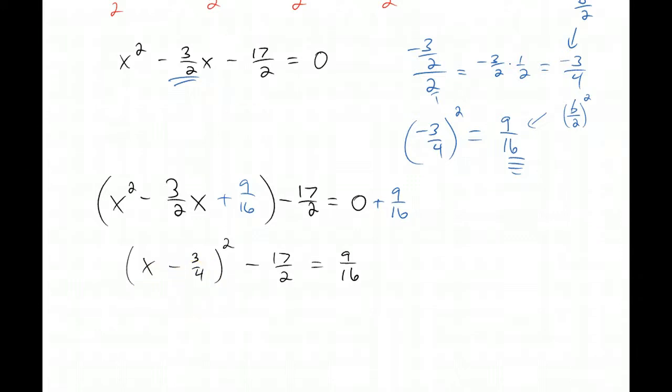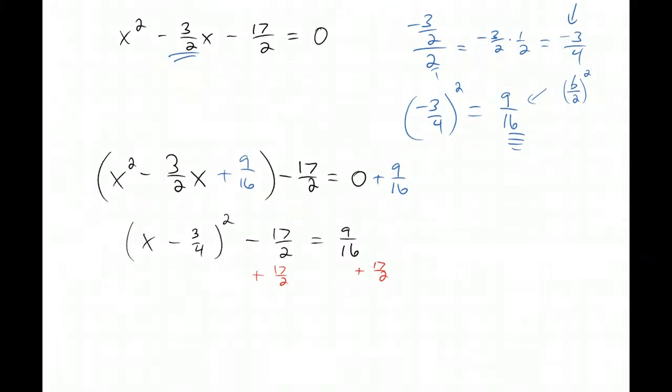So the first thing to do when trying to get this x here by itself is to add 17 halves to both sides of the equation, because then you're leaving this x minus 3/4 squared all alone on the left side of the equation. 17 halves cancel, and we need to do the addition here. It's 9/16 plus 17 halves.